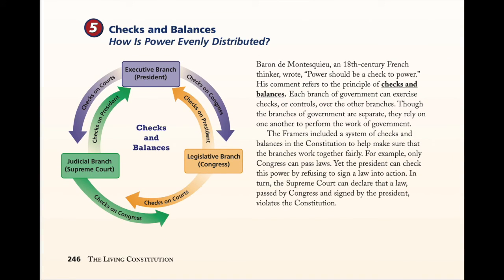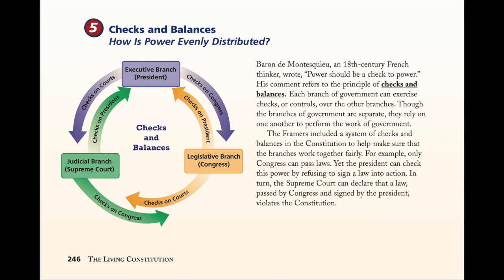Checks and balances. How was power evenly distributed? Baron de Montesquieu, an 18th century French thinker, wrote, "Power should be a check to power." His comment refers to the principle of checks and balances. Each branch of government can exercise checks or controls over the other branches. Though the branches of government are separate, they rely on one another to perform their work of government.